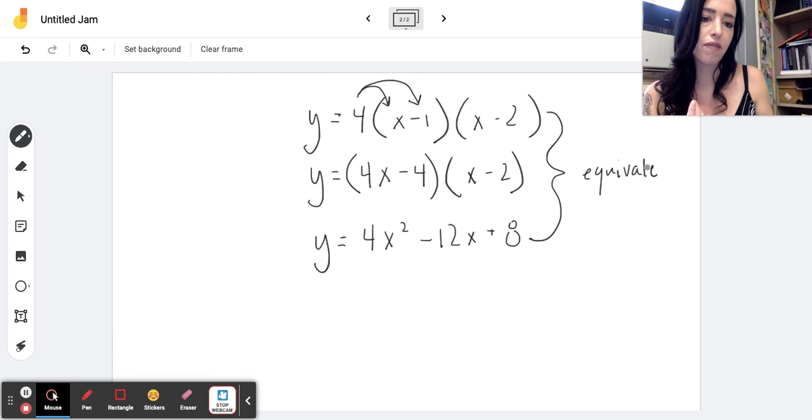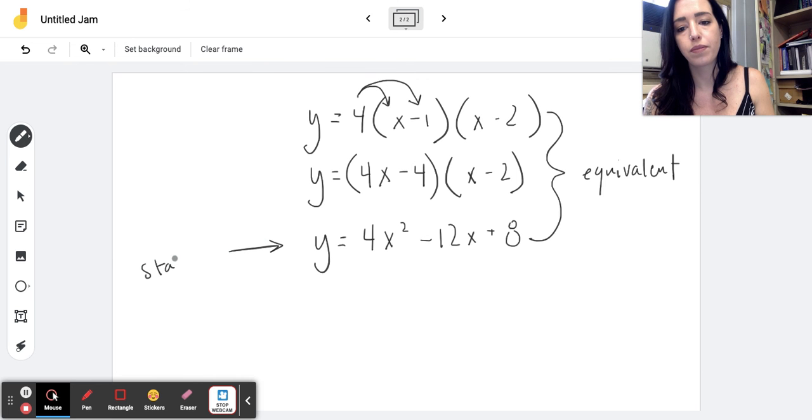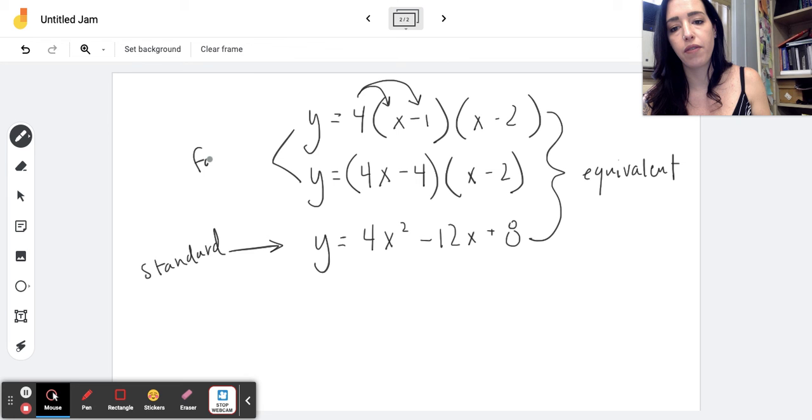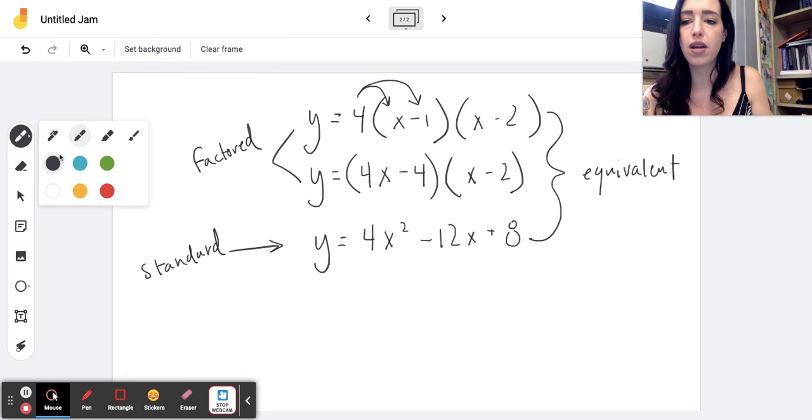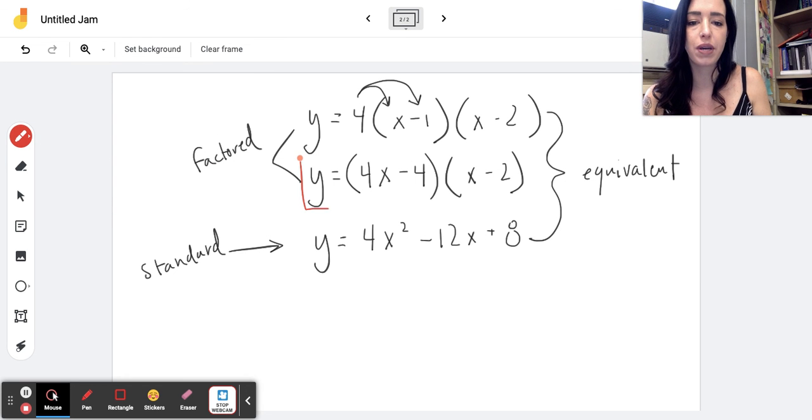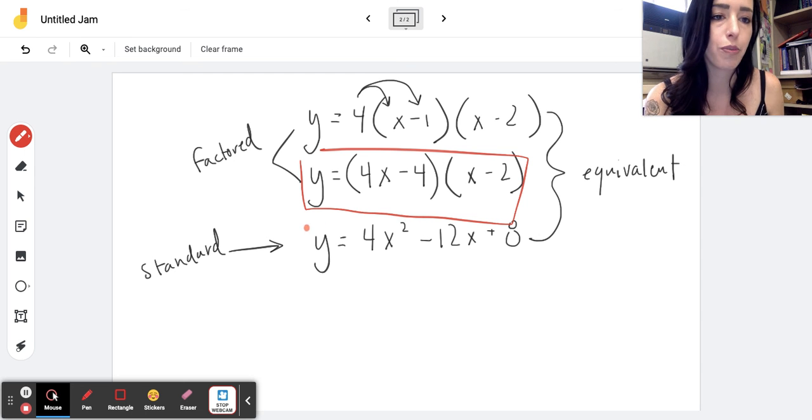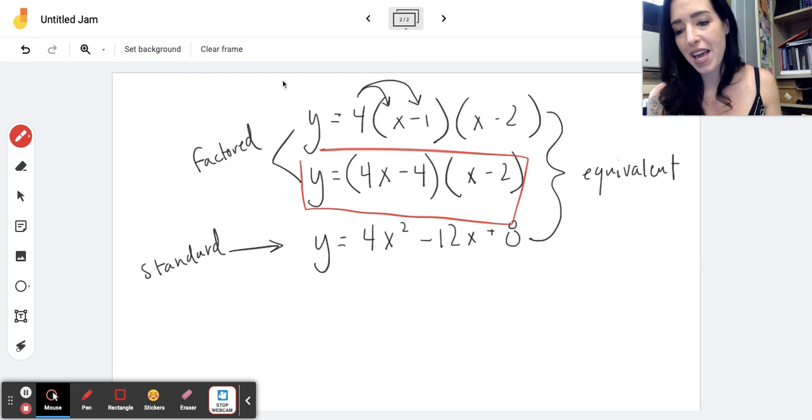They are just in different forms, right? This one is standard, and these two are factored. The difference being the second one is a little bit more correct because it's just 2 binomials. So thanks, way to go for challenging yourself, and good luck.